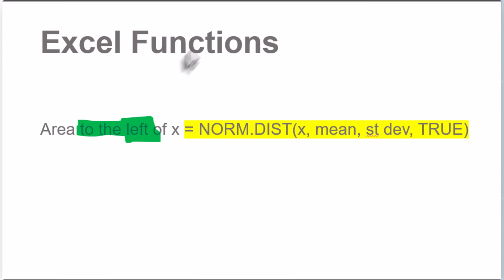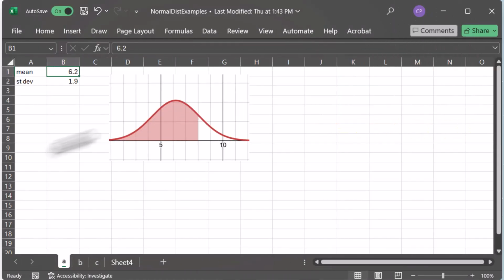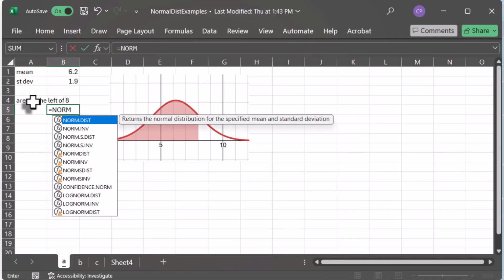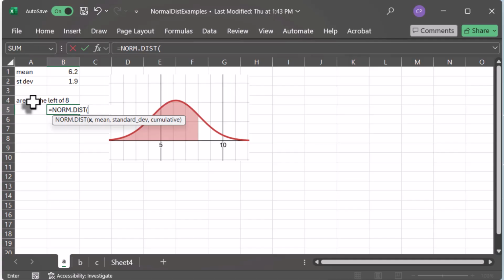So in this case, here I have the same picture in Excel. I just pasted it in here for a visual. I'm putting in the mean and the standard deviation. The mean was 6.2 hours. The standard deviation was 1.9 hours. These represent sleep amounts. And so the area to the left of 8 would be equals NORM.DIST. So the normal distribution function, I'm doing a parenthesis here. And then I'm going to put in the first input Excel calls x. That would be the number that we're interested in, in this case the 8 hours, comma, put in my mean.